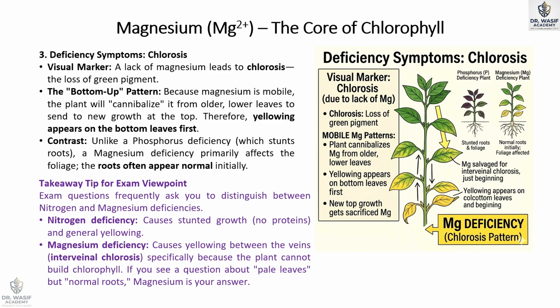So the plant has its structural blocks, but it has lost its ability to catch the sun.